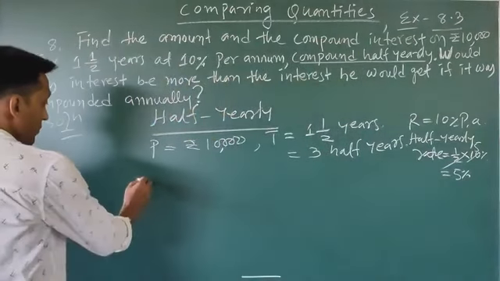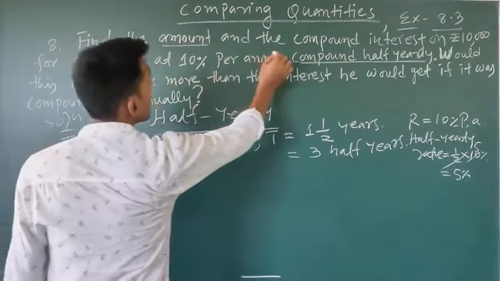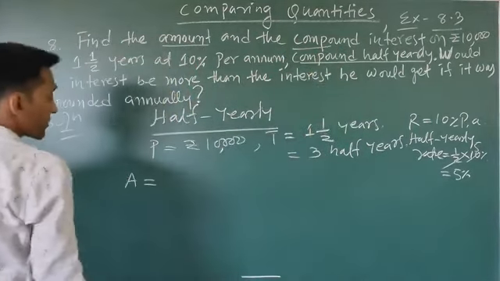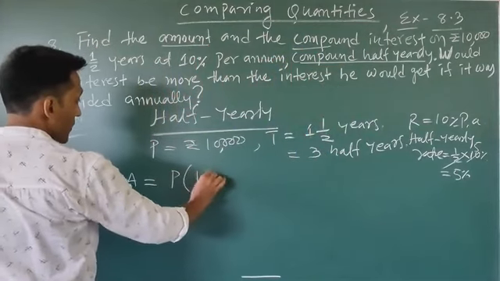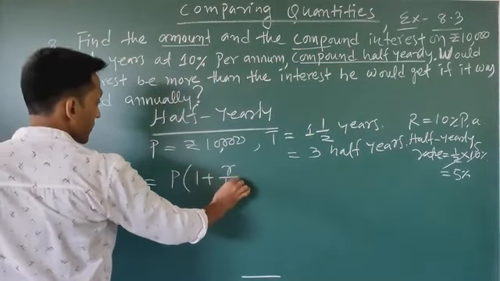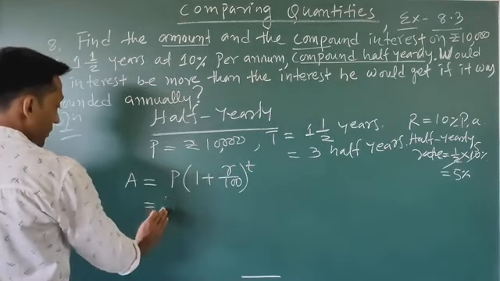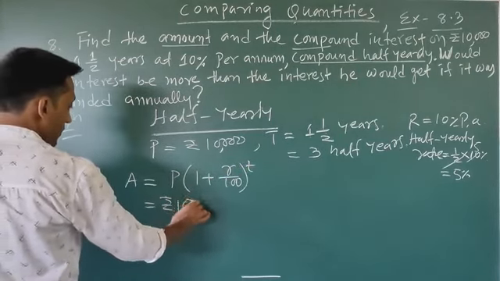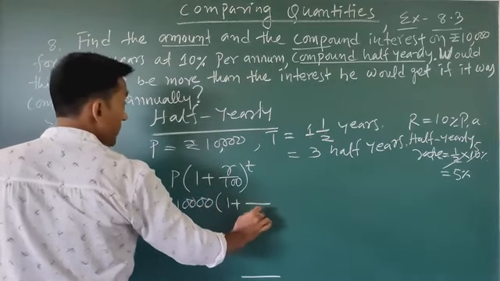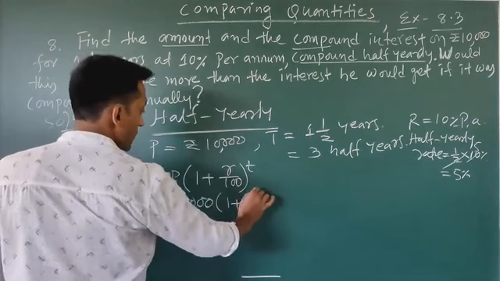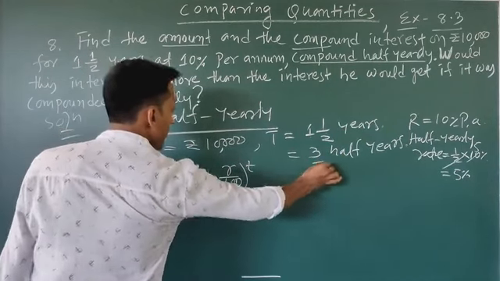Now we find amount. First you have to find amount, then you have to find compound interest. Amount, what is the formula? Principal into 1 plus rate of interest upon 100 to the power time. Principal amount is rupees 10,000. 1 plus rate of interest, how much? 5. Time we have 3 half year.